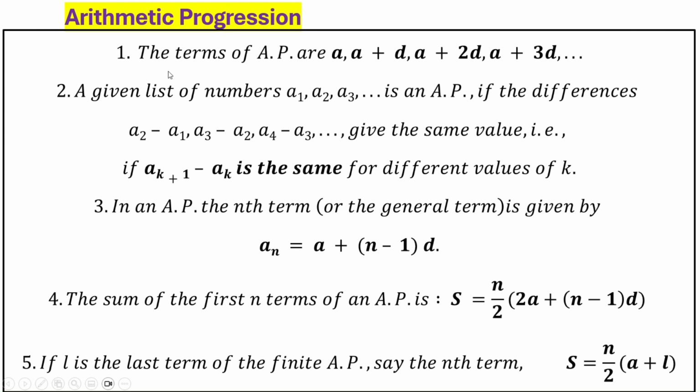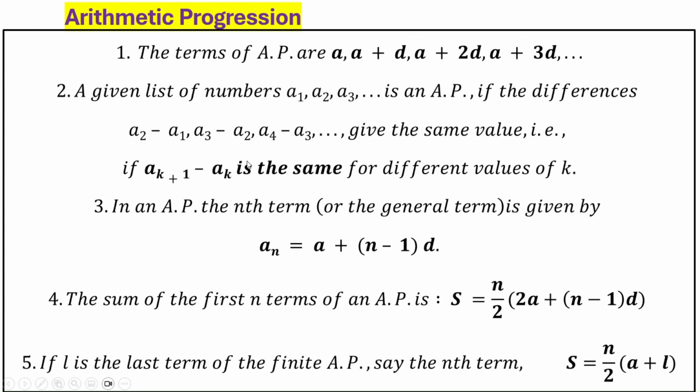In arithmetic progression, which we represent by AP, the terms of AP are a, a plus d, a plus 2d, a plus 3d, and so on. The given list of numbers a1, a2, a3 is an AP if the differences of consecutive terms are constant. That is a2 minus a1, a3 minus a2, a4 minus a3 will give the same value, that is the common difference. So a(k+1) minus a(k) is the same for different values of k. This is called the common difference. We normally represent it with d.